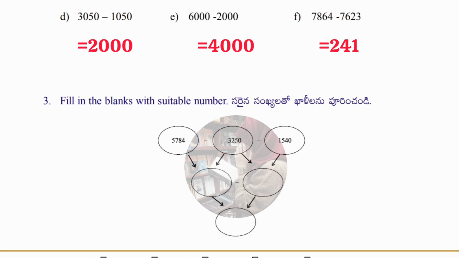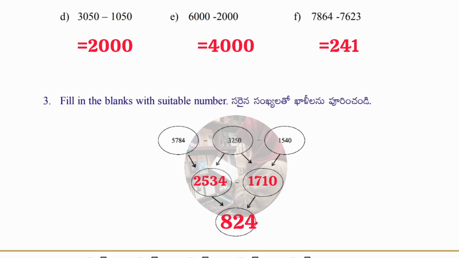Now we'll see the third Roman numeral, which is fill in the blanks with suitable numbers. So here also we have to do the subtraction. In the first row we have been given 3 numbers. If we first subtract the first 2 numbers, we'll get 2, 5, 3, 4. Then we do the subtraction for the other 2 numbers, the middle number and the last number. We'll get 1, 7, 1, 0. Then 2534 minus 1710 will give 824. In this way you have to do the subtraction, guys.